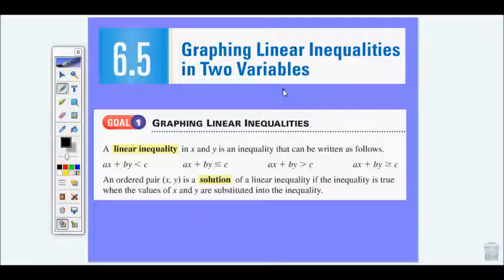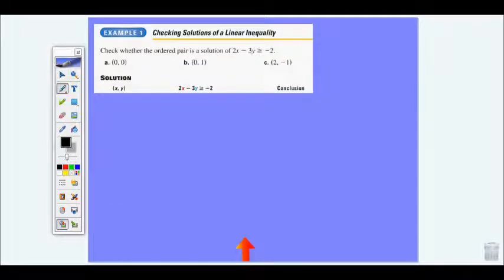Okay, 6.5 is about graphing linear inequalities in two variables. So, a linear inequality in x and y is an inequality that can be written as follows. And as you look at these inequalities, you'll notice that they are written in standard form. So, an ordered pair x and y is a solution of that linear inequality if the inequality is true when those values are placed there. So, let's go ahead and see what this looks like.